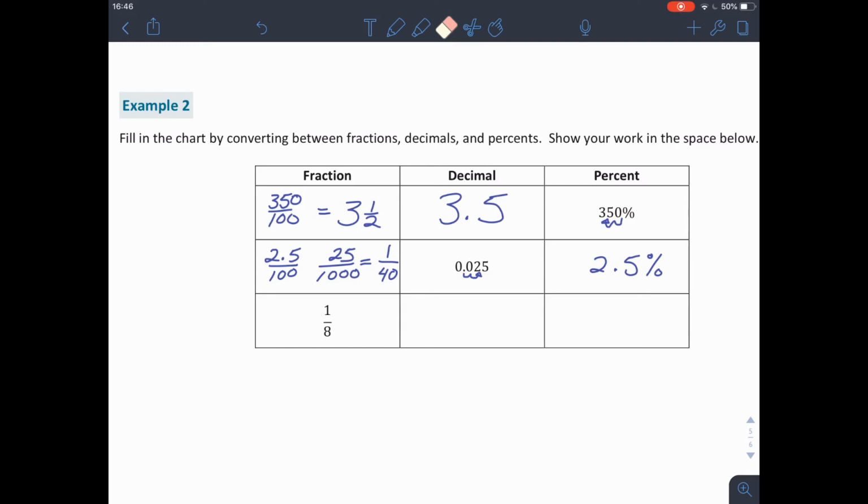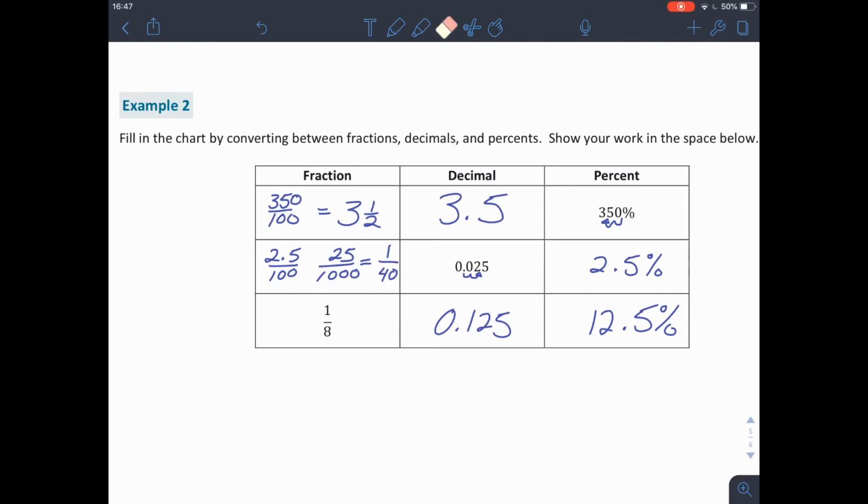Last, for 1/8, going from a fraction to a decimal is a simple step of doing 1 divided by 8, which leaves me with the decimal of 125 thousandths. To go to my percent, I could try to find an equal fraction with 1/8 that has a denominator of 100, but with my decimal, it's a lot simpler to just multiply by 100 to get my percent of 12.5%.